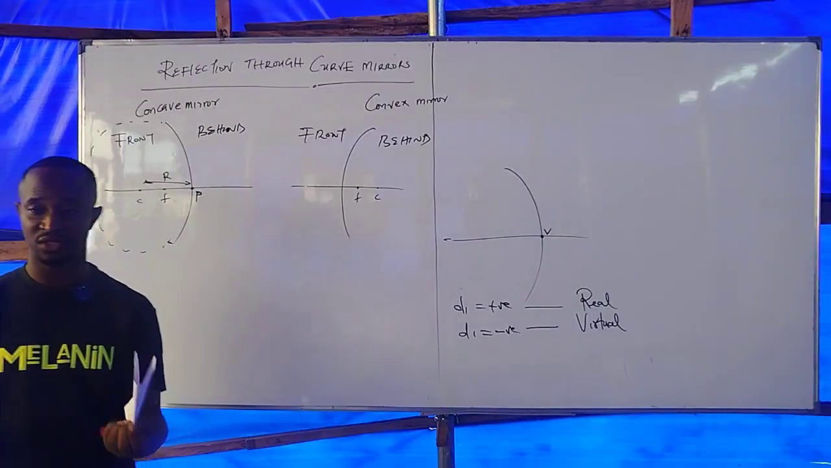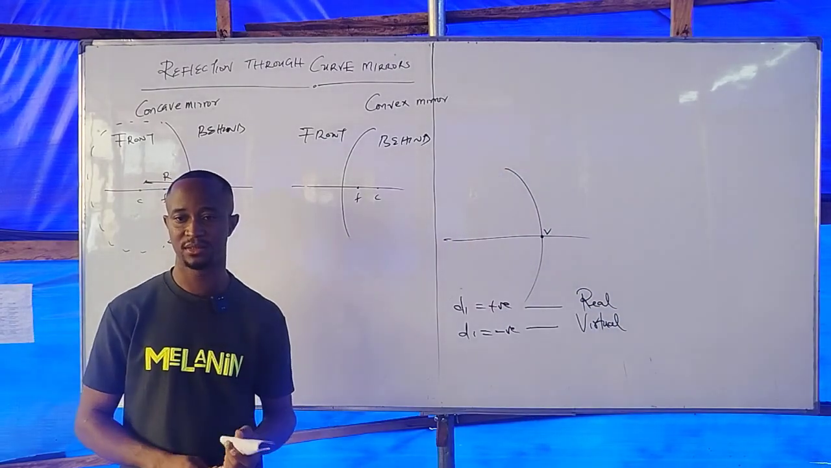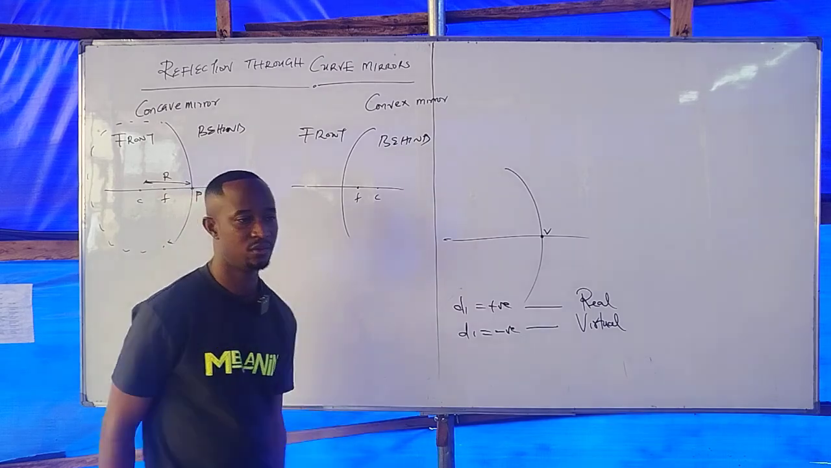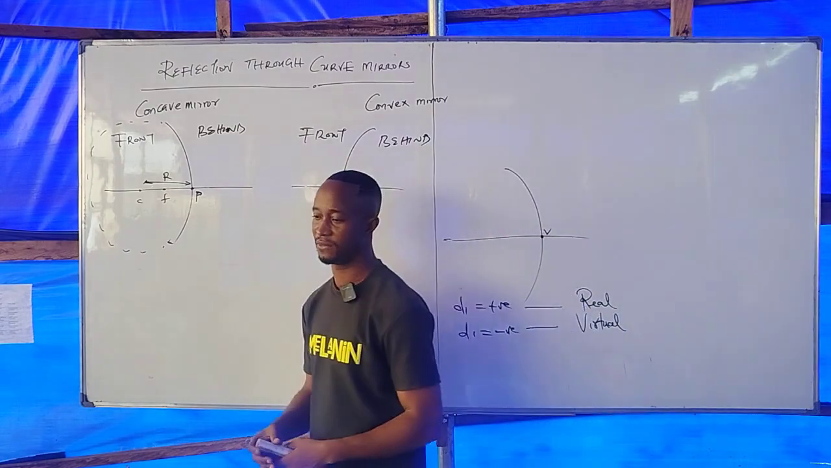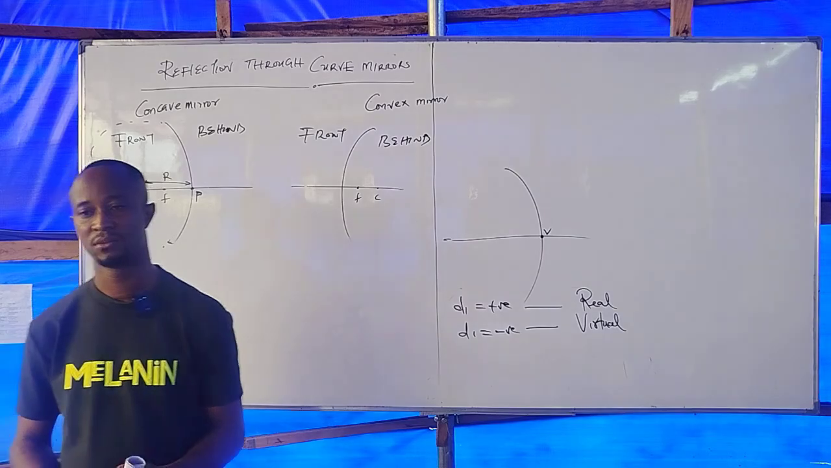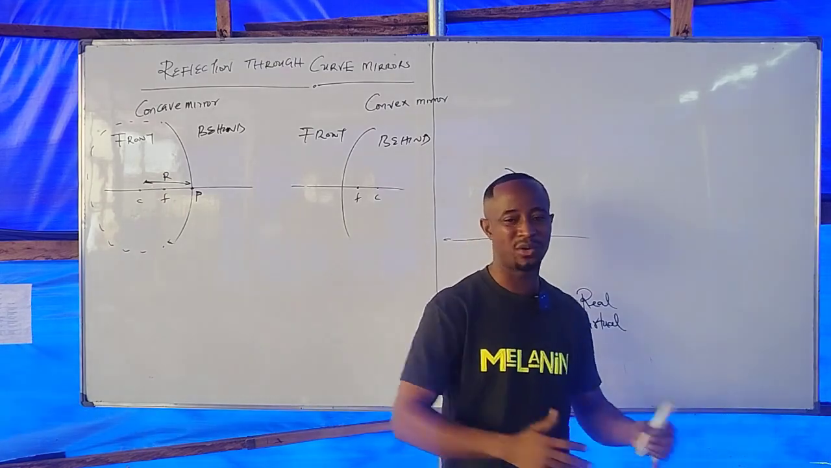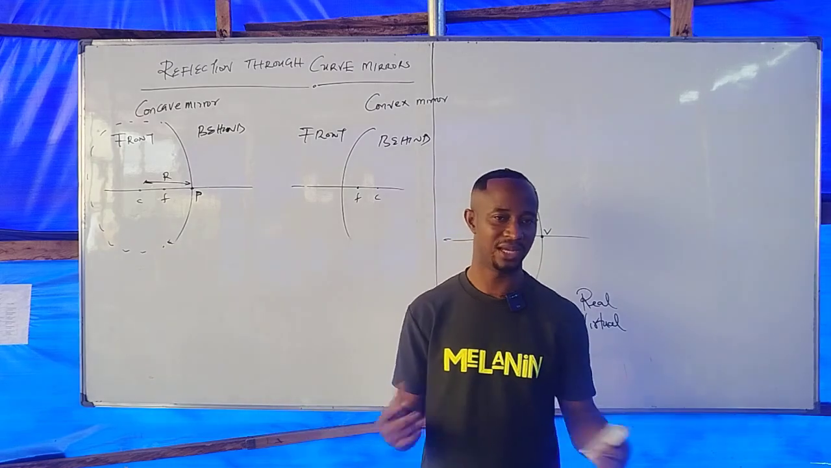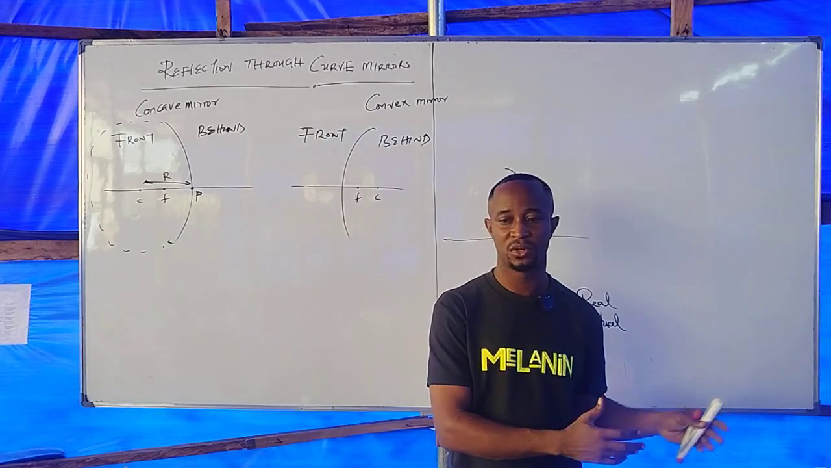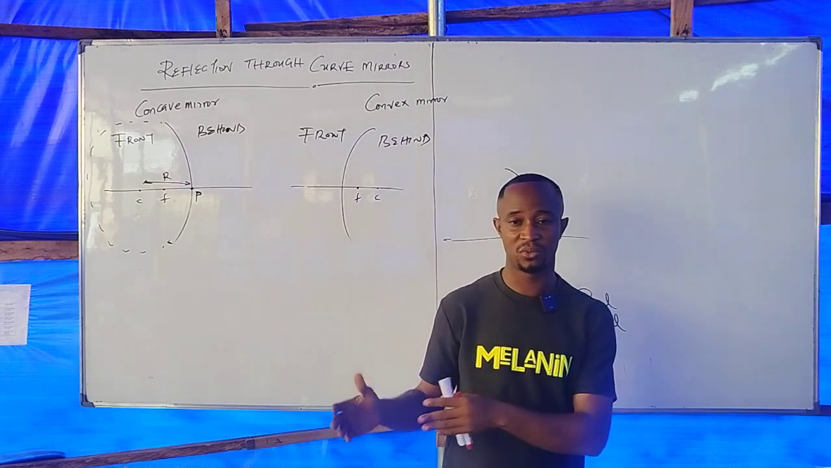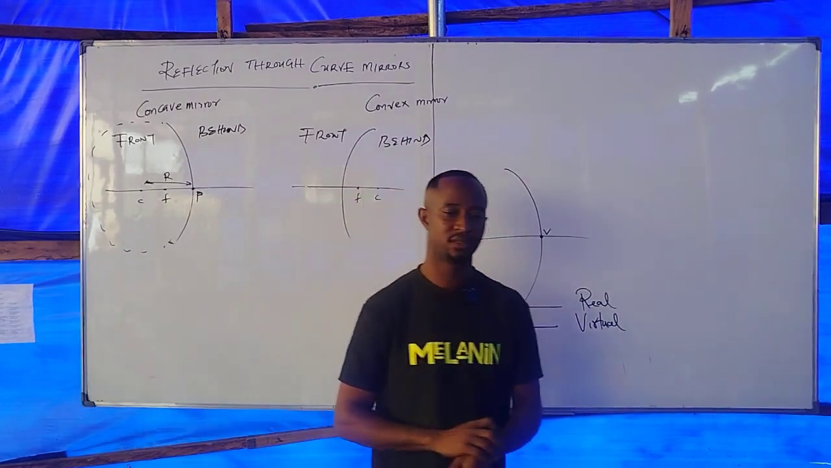Subheading: magnification of mirror. Magnification is used to compare the magnitude of the image produced with that of the object. It's about how large the image is as compared to the object. If the image is reduced or enlarged, are you following? Do you get the concept?